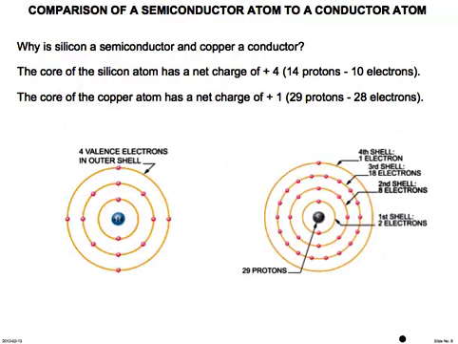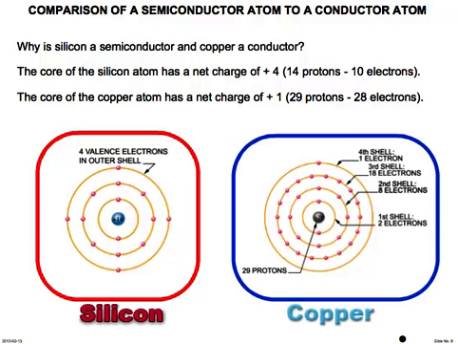So we can see here this is a comparison between a semiconductor and a conductor, and if you look at that valence shell, you can see the one on the left, which is our silicon atom, has 4 valence electrons, whereas our copper atom only has 1. So less tightly bound, easier for that electron to break from its orbit.